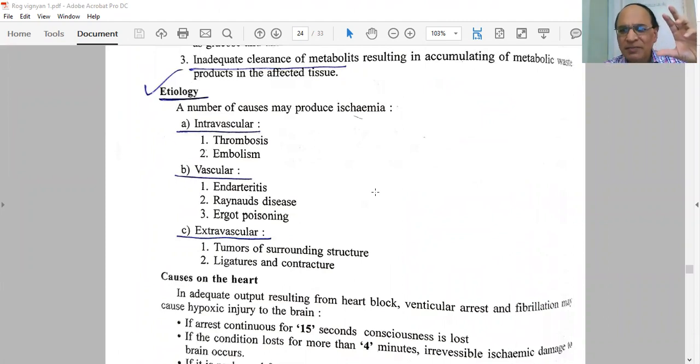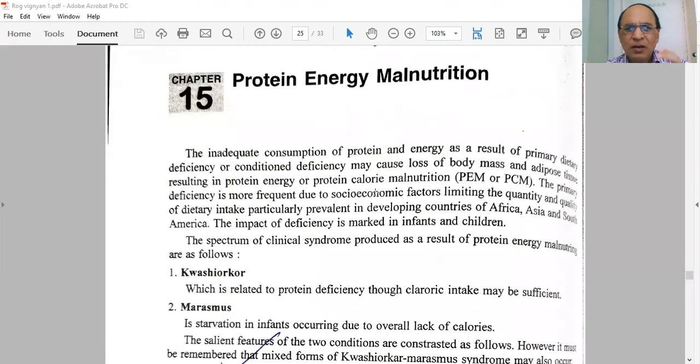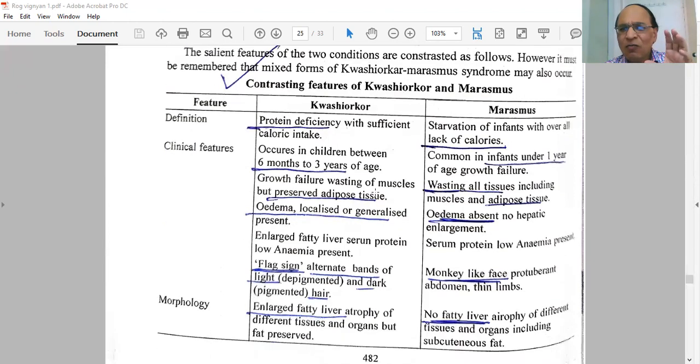Font size is big, and very easily you can go for protein energy malnutrition, nutritional deficiency. Can you see kwashiorkor and marasmus? Very rarely you will find this, of course, I know the classification is given in many books, but can you see here protein deficiency, here lack of calories, here 6 months to 3 years, it is infants under 1 year.